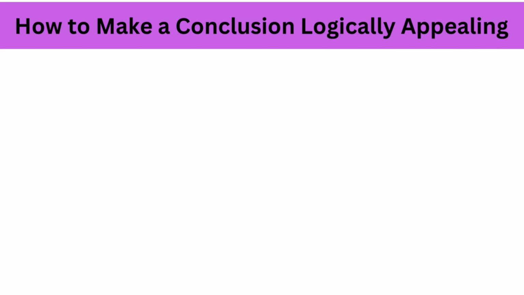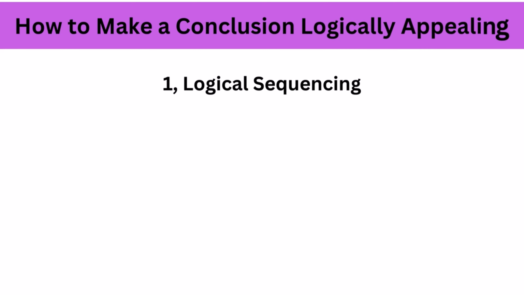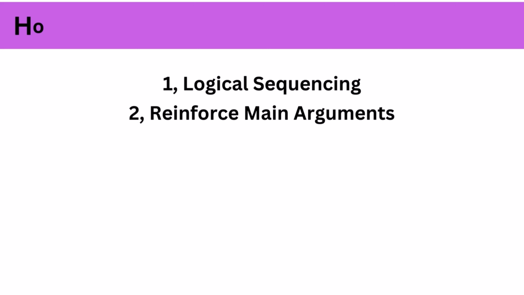Knowing how to write a conclusion for a research paper that is logically appealing is important for leaving a lasting impression on your readers. Here are some tips to achieve this. 1. Logical sequencing. Present your conclusion in a structured manner, following the natural flow of your paper. Readers should effortlessly follow your thought process, making your conclusion more accessible and persuasive.